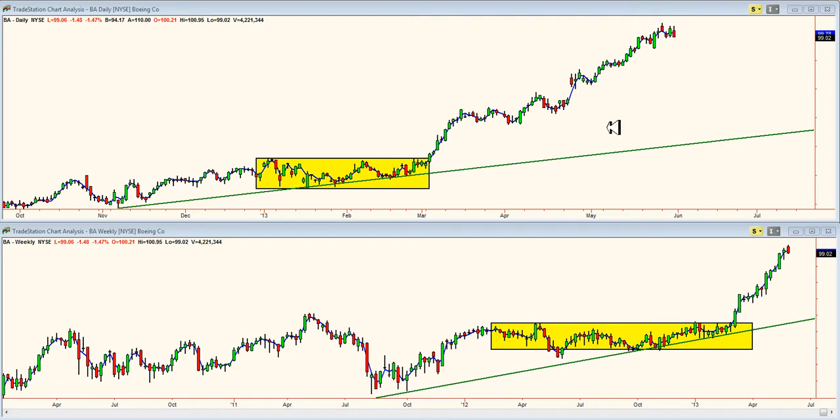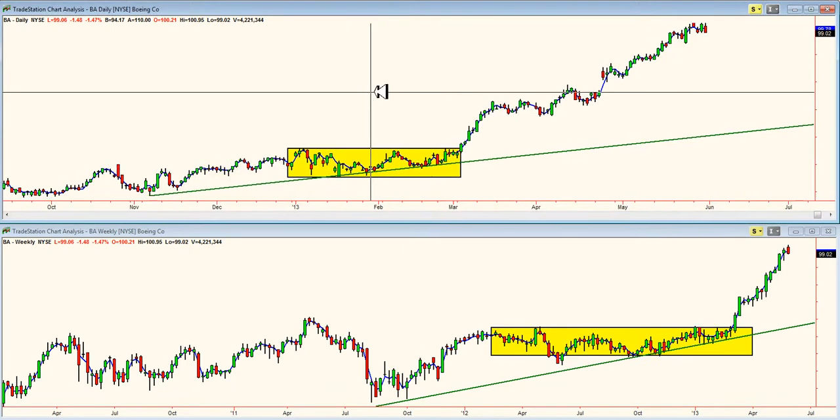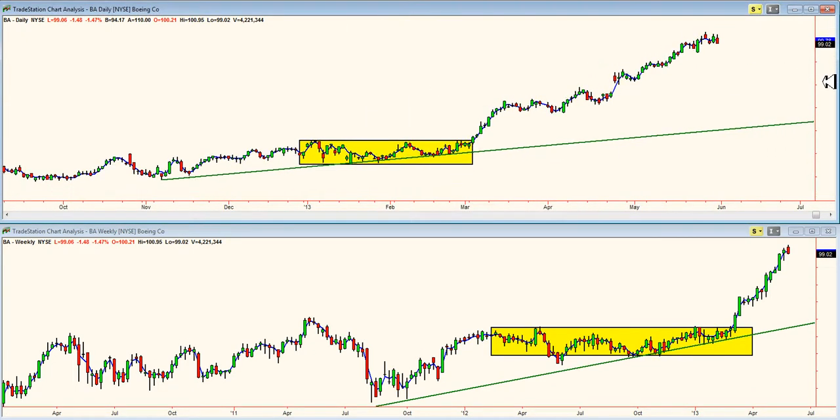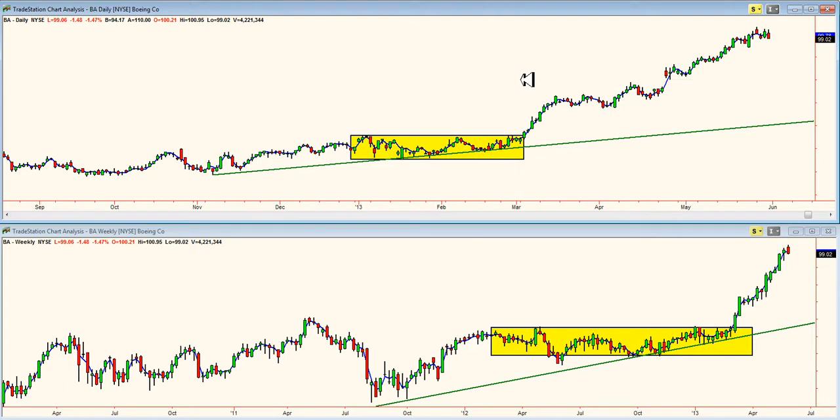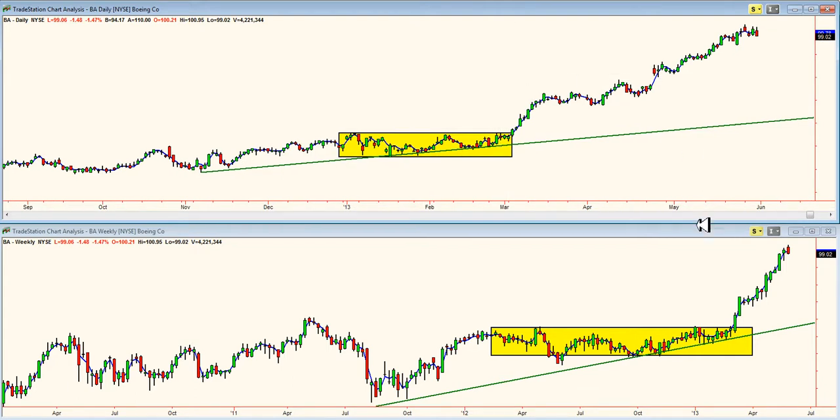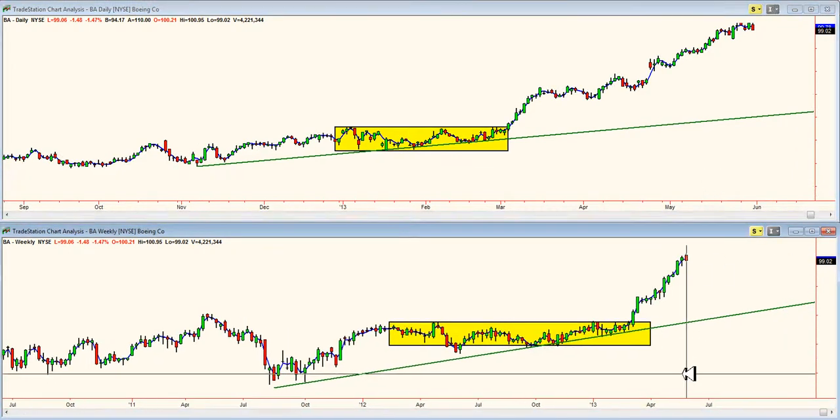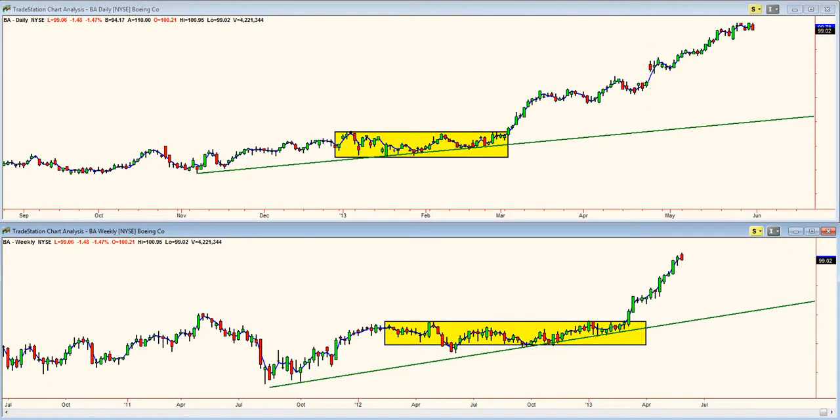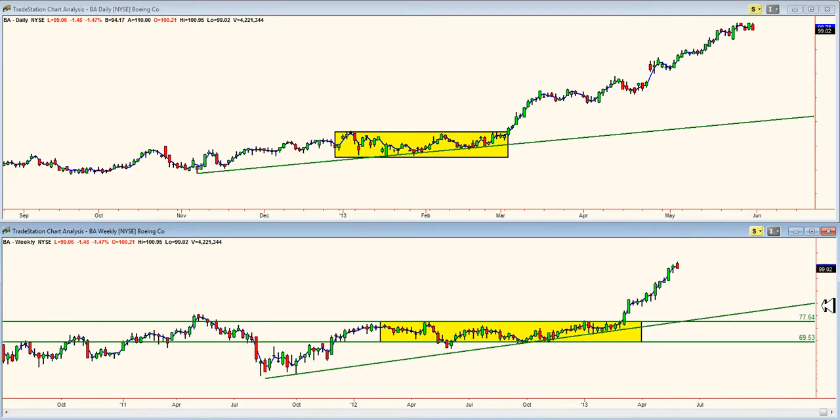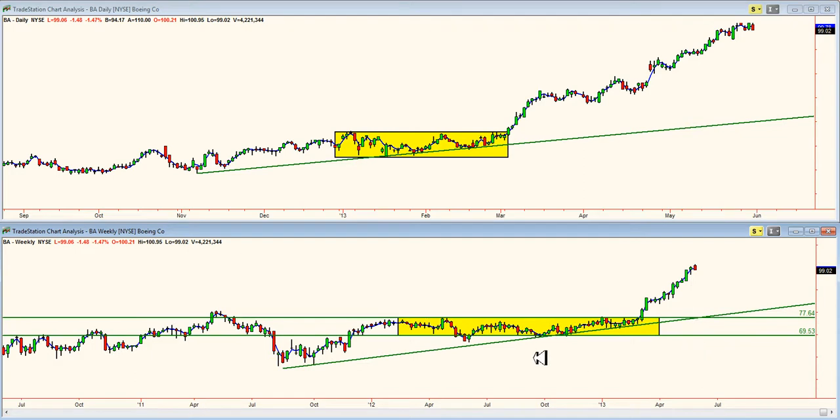All right, so continuing on with our understanding of stocks in a box, stocks in boxes, stock in a box, however you'd like to say it, doesn't matter to me. Take a look at Boeing. Boeing had a nice long consolidation. Let's put our resistance lines and support lines on both the weekly and the daily chart. I like to look at both. One confirms the other.